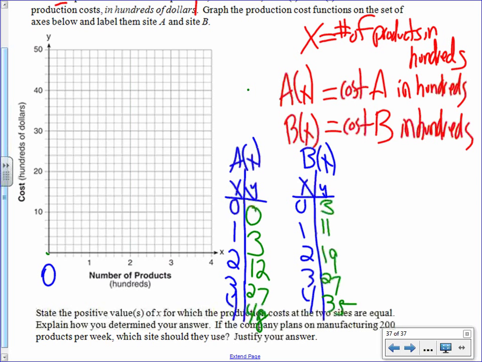So 0, 0, 1, here's my 1. Notice that each box here is worth 2. So 1 comma 3 would be right there. 2 comma 12 would be right there. 3 comma 27, well, here's 3. 27 would be right here. And 4 comma 48 would be here. It's a parabola, so I'm going to draw a curve through these points. I'm going to label it site A.